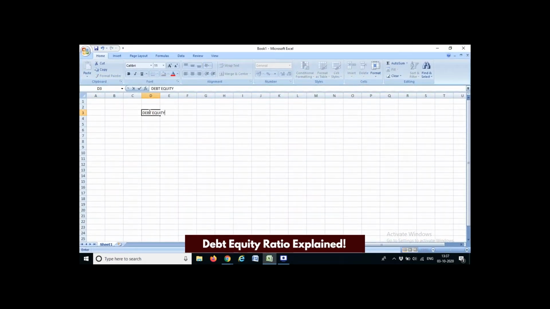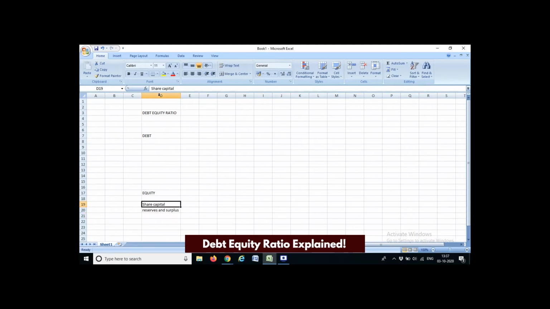Debt equity ratio, as the name suggests, it's basically debt divided by equity. Now, what is equity? Equity includes share capital, it includes reserves and surplus. So, share capital is basically what the owners, shareholders, promoters have brought into the company, and reserves and surplus is what they have earned and accumulated over the years, which they could have taken as dividend, but they have chosen to reinvest into the company. So, equity will be a total of this plus this.